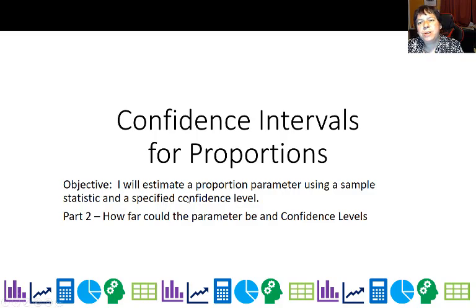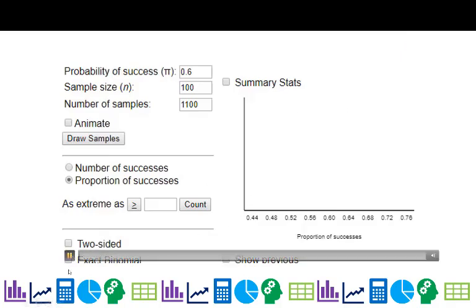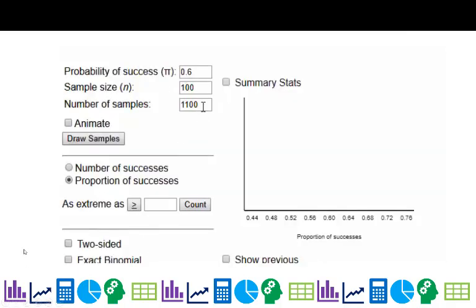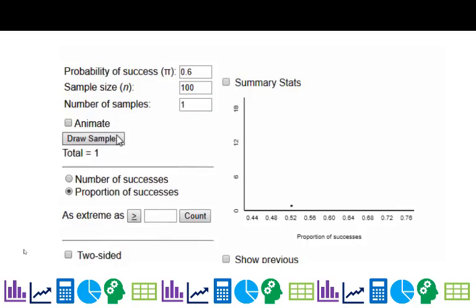So, anyways, we're starting to think about how far away our p hat, our sample, could be from our parameter. I've got this nice applet at Rossman Chance. Let's assume that the real value of a proportion is 0.6. I'm going to stick with a sample size of 100 because that's nice. And I draw a sample.